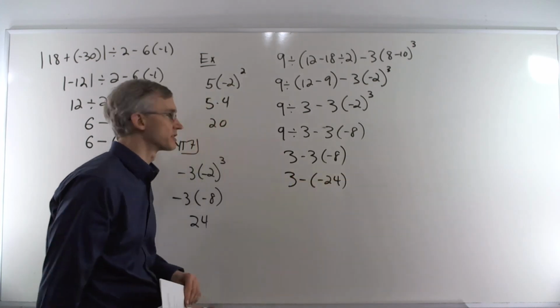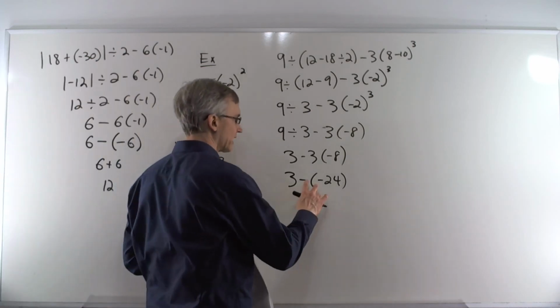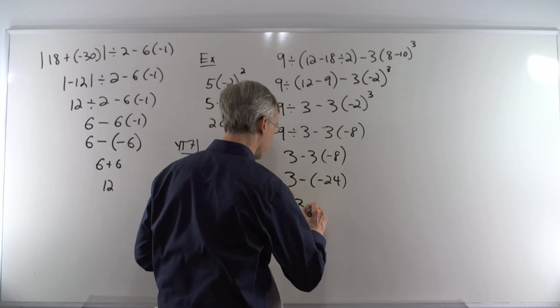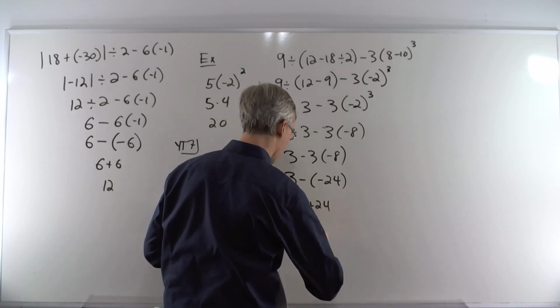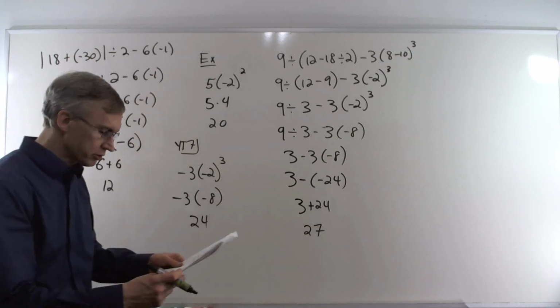3 times -8 is -24. That should go inside parentheses. Now we are subtracting a negative, so that's adding. So 3 plus 24, or 27. Your turn number 8.